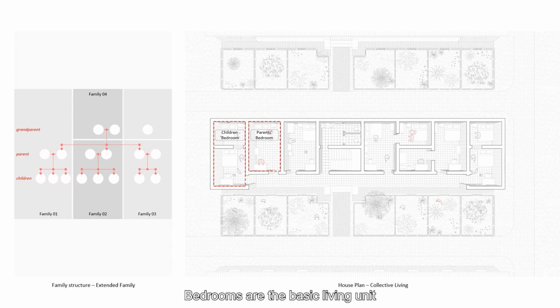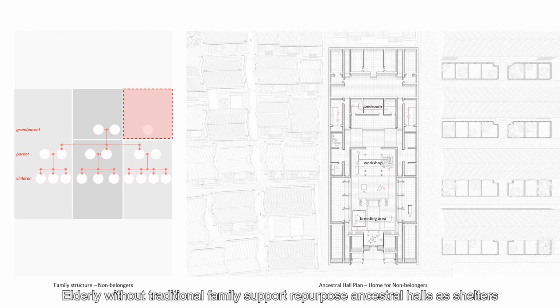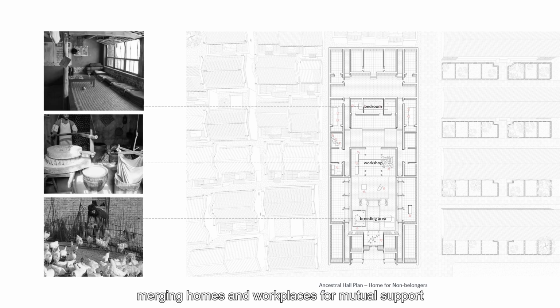Bedrooms are the basic living unit, with other functions like the kitchen relocated to public spaces. The elderly, without traditional family support, repurpose ancestral halls as shelters, merging homes and workplaces for mutual support. During this time, shifts in ideology and family types erased the ancestral hall's historical function, leaving it as an empty shell that reshaped the elderly's lives alongside residences.